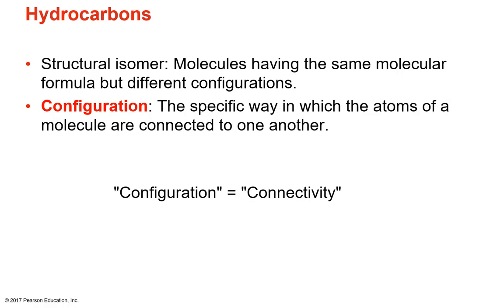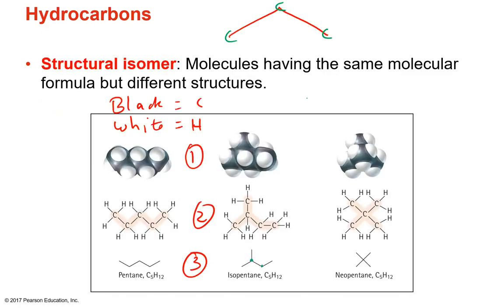Structural isomer. I meant to highlight that too. Yeah, it was on the previous one. Structural isomers are molecules that have the same molecular formula but different structures. So this is called pentane, this is called isopentane, and this is neopentane.